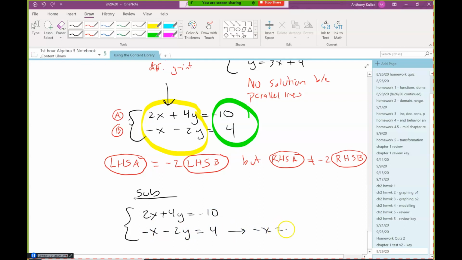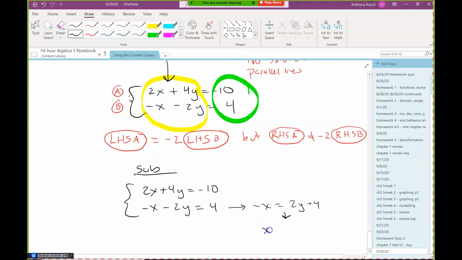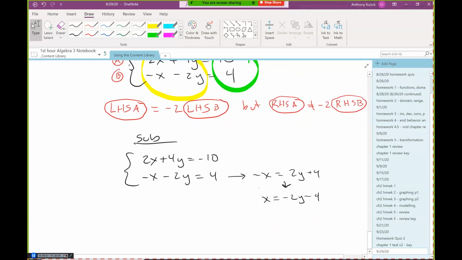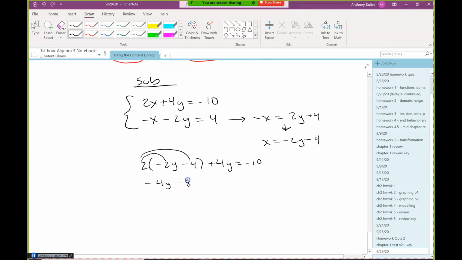So we would add 2y to both sides and then divide by negative 1, right? And then if I substitute that back into equation A, and if we combine like terms, negative 4y and positive 4y cancel each other out. We're left with negative 8 is equal to negative 10. That's false.